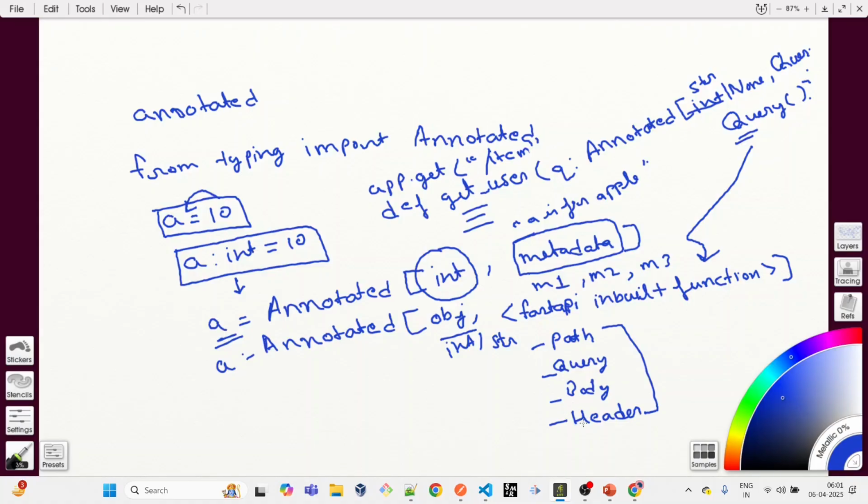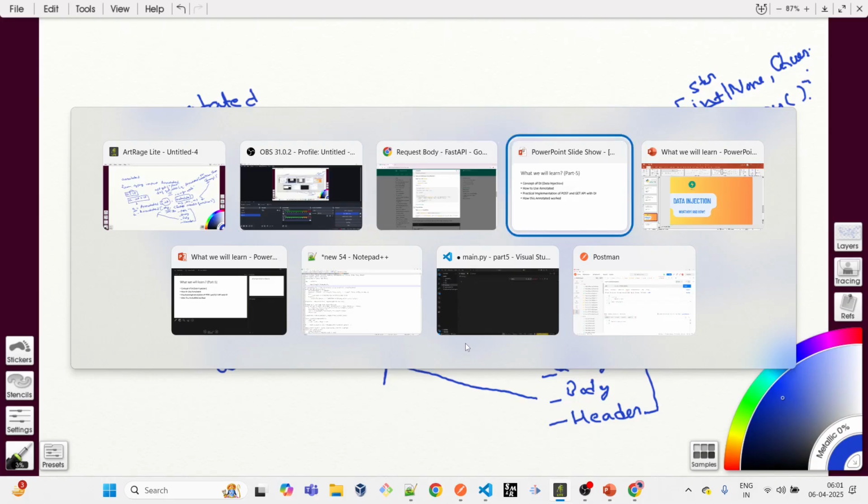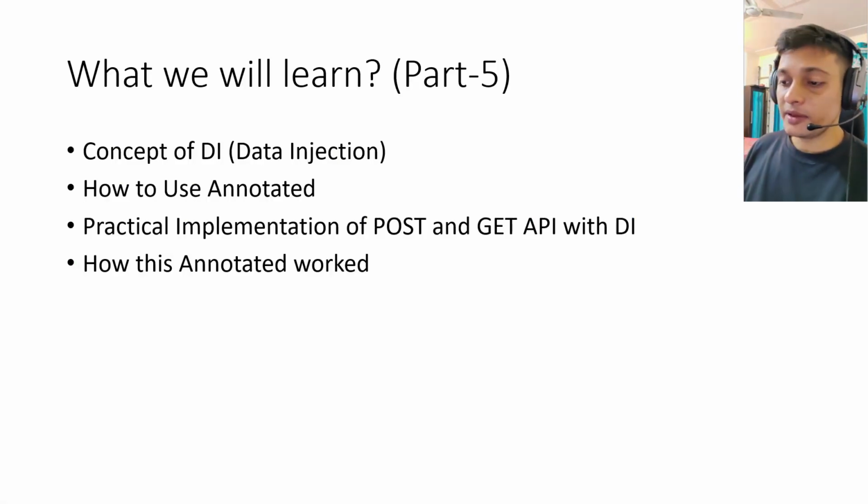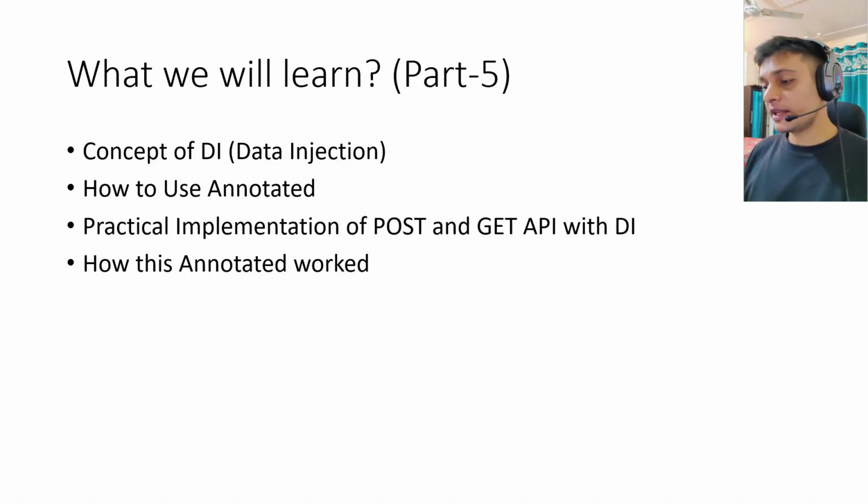So these kinds of things will be used with the annotated. Okay, so we have understood about the annotated and the concept of DI. So let's do the practical implementation of POST and GET API with our dependency injection. After it, only then will you understand how and why this annotated is very good and why we should use it in FastAPI.